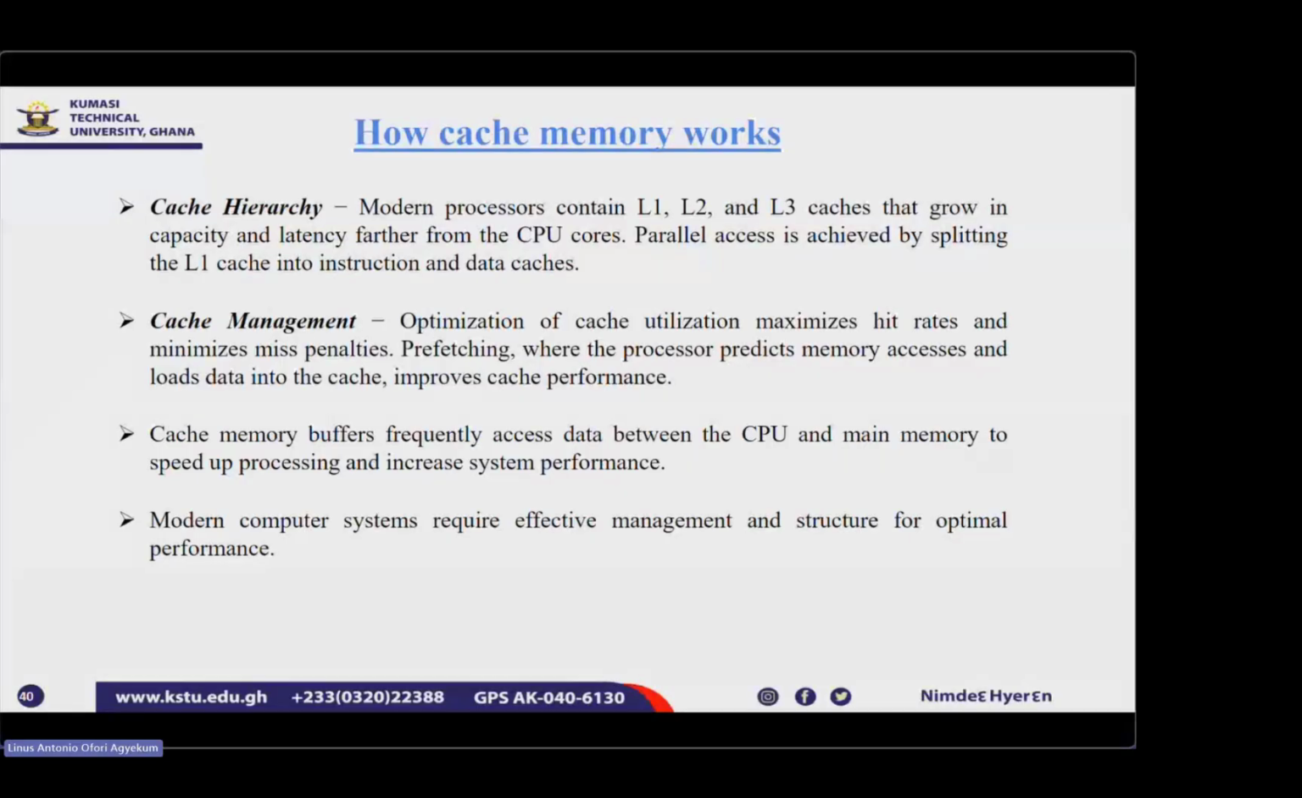Okay, so there is also the usage of something we call memory buffers, which are used to access data between the CPU and the main memory. What this does is that it speeds up processing and increases system performance. And to ensure efficiency, there is always the need for effective management within the cache.